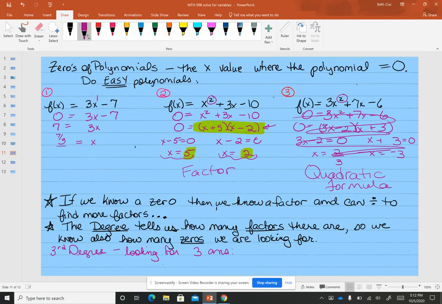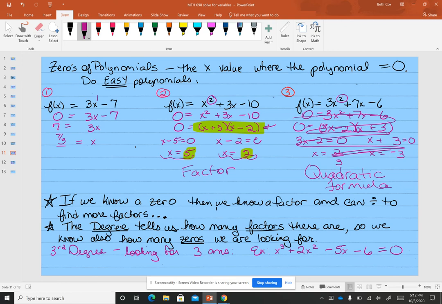Okay, so now what we can do is, here's a third degree. We'll do this example in the next video because I don't have room for this one, but we have x to the third plus 2x to the second minus 5x minus 6. And we want to set it equal to 0 and find the zeros. There are going to be 3 answers.